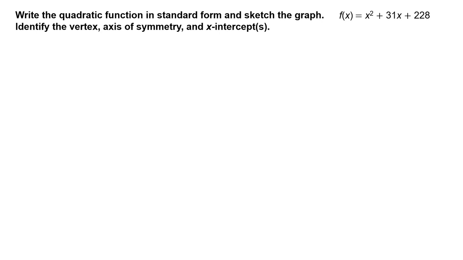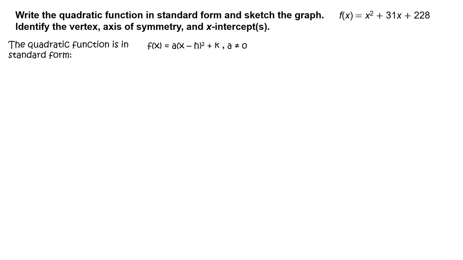Write the quadratic function in standard form and sketch the graph. Identify the vertex, axis of symmetry, and x-intercept or intercepts. The quadratic function is f of x equals x squared plus 31x plus 228.